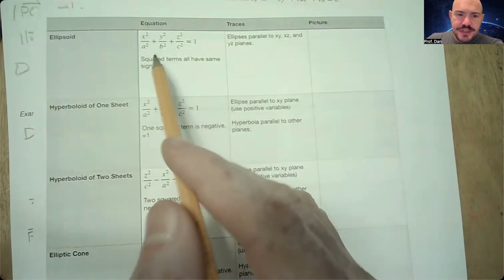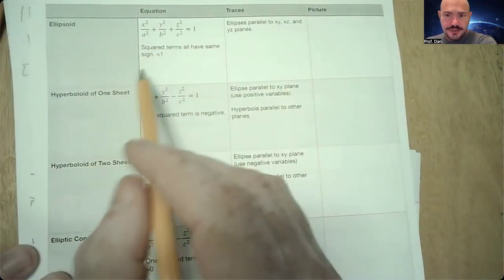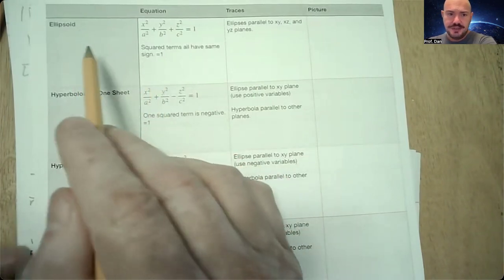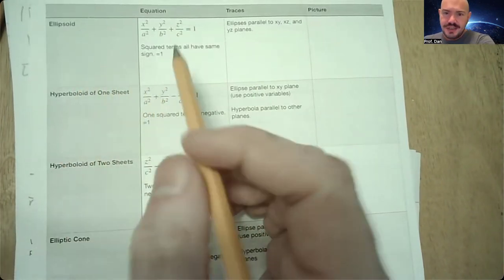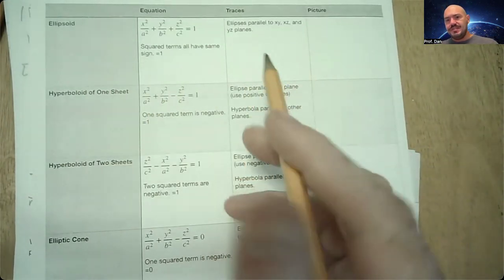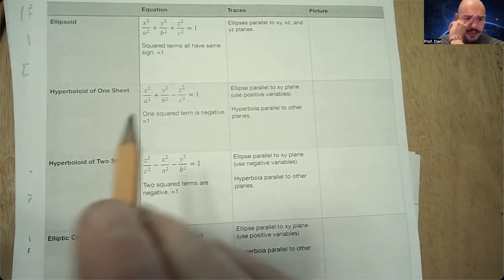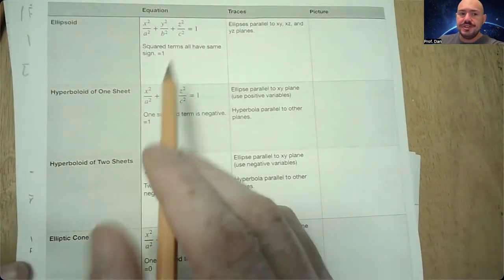And it gives you some information about them. Like, what does the equation look like? What can I see in this equation that tells me that it's this kind of quadric surface? And then we have some information about the traces. Traces, we mean, actually, I'll point them out when I draw the pictures. Okay, so first up, we have what's called an ellipsoid.